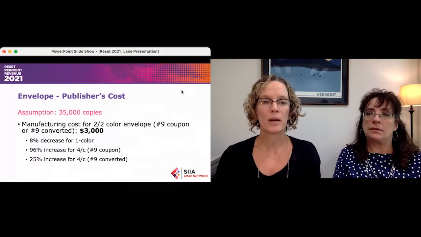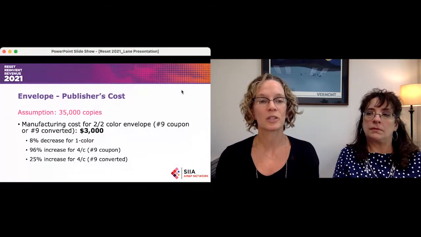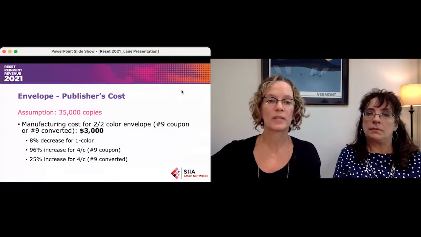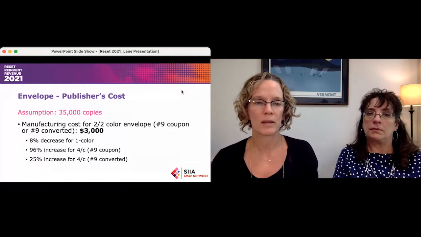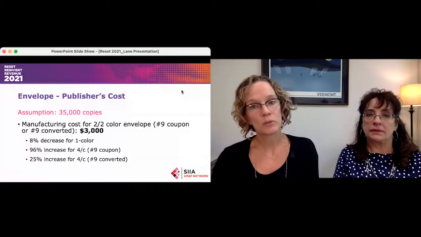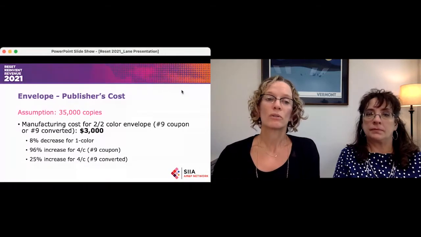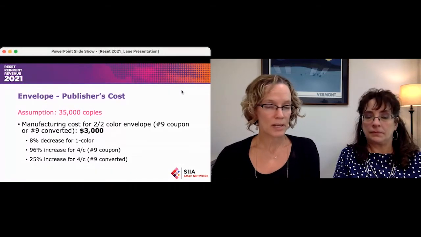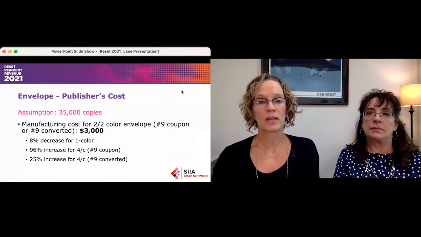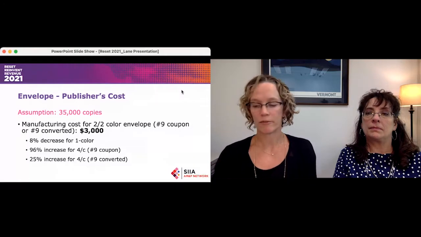Assuming 35,000 copies, the manufacturing cost for a 2-color envelope, a number 9 coupon, or a number 9 converted, and we can talk about those, is $3,000 roughly, again, for that number of copies. You can decrease that by about 8% if you do 1 color. You would increase it by 96% if you did a number 9 coupon in 4-color, and you'd increase it by 25% if you did a number 9 converted in 4-color.